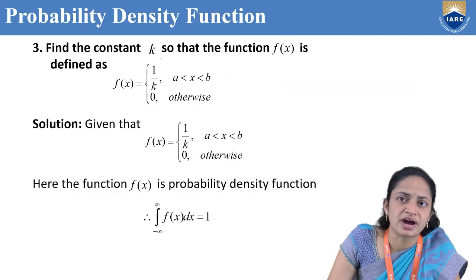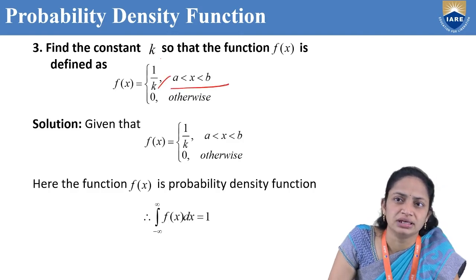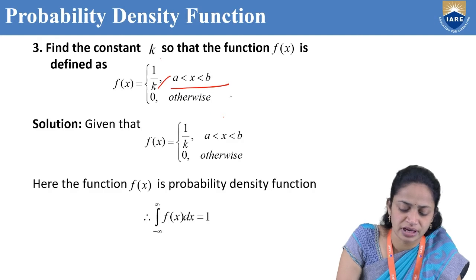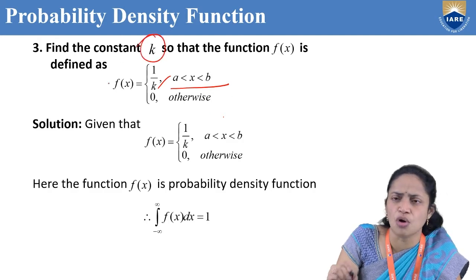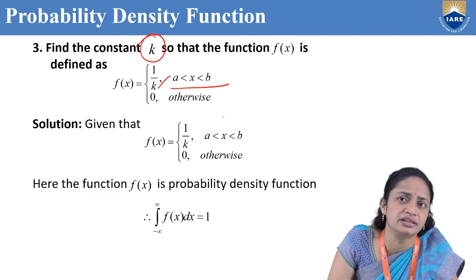Next problem: find the constant k so that the function f of x is defined as f of x equal to 1 by k, where a is less than x less than b, and 0 otherwise. So here we have to find the k value. How do we find the k value if the function is a probability density function?